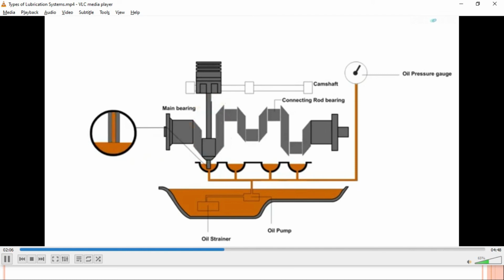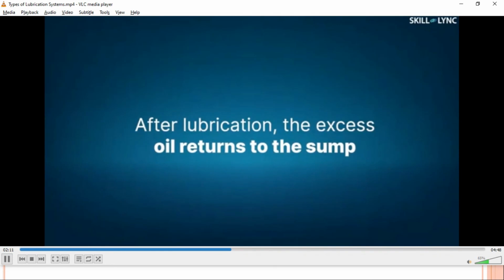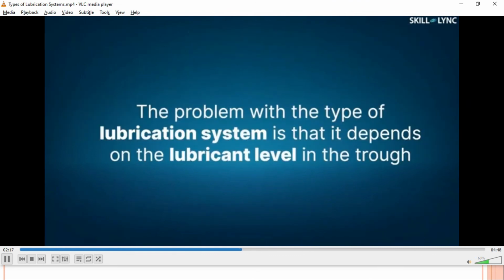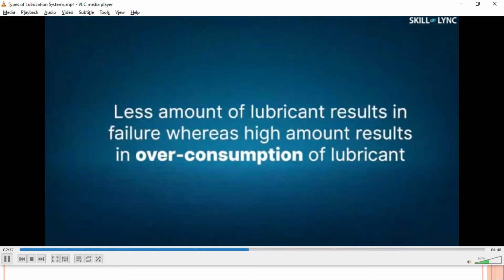Meanwhile, the oil enters through the drilled passage for lubricating the bearings. After lubrication, the excess oil returns to the sump. This type of lubrication system is used only in small stationary engines. The problem with this type of system is that it depends on the lubricant level in the trough. Less amount of lubricant results in failure, whereas high amount results in overconsumption of lubricant.